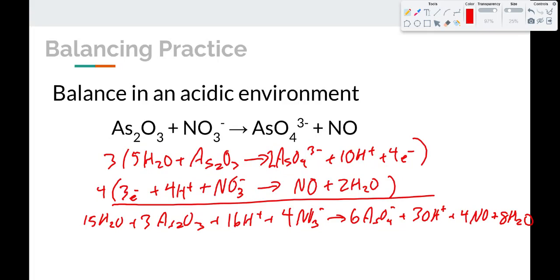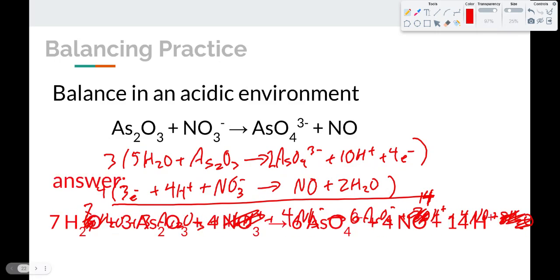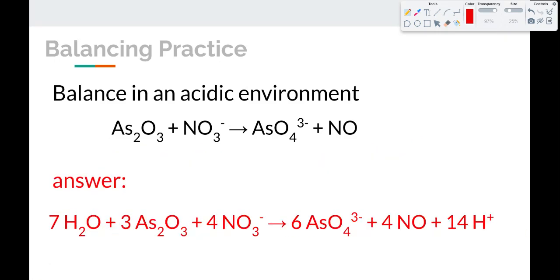And then I can clean this up a little bit. I have 16 H plus on the left, 30 on the right, so I can reduce that to a 14, just cancel those 16 out. And I have 8 waters on the right, 15 on the left, so I can reduce that to a 7. So there's your overall answer.